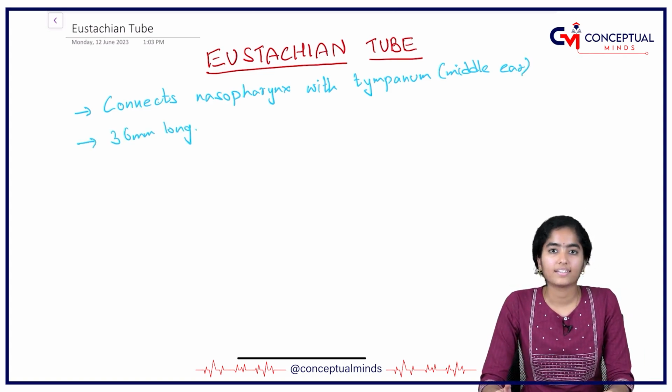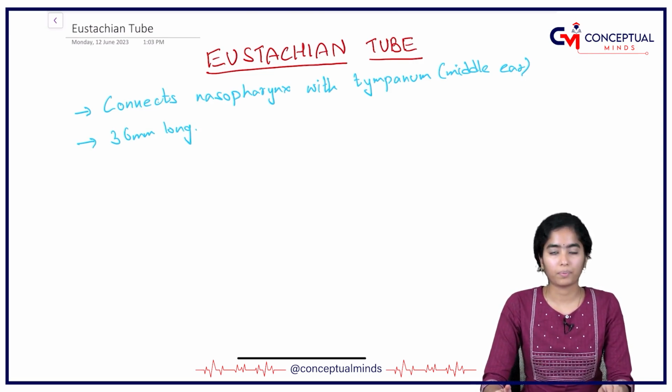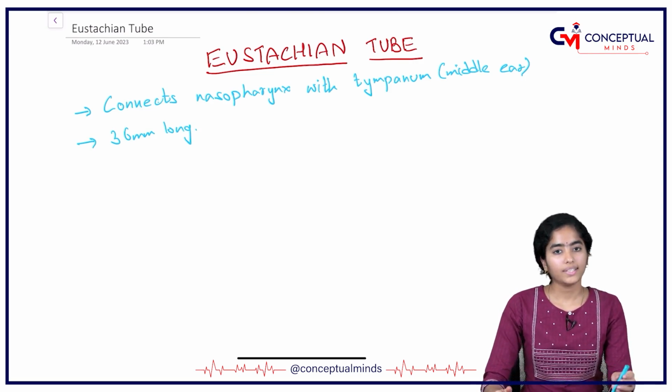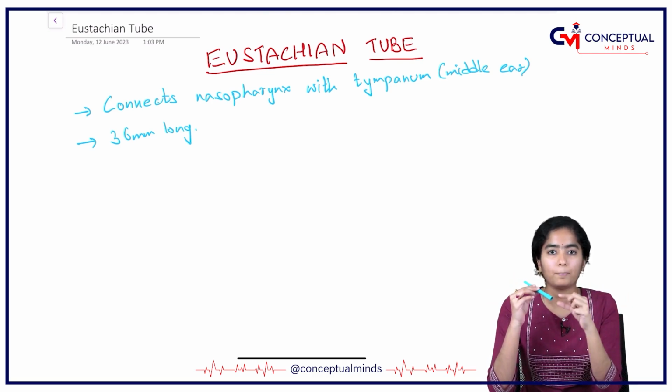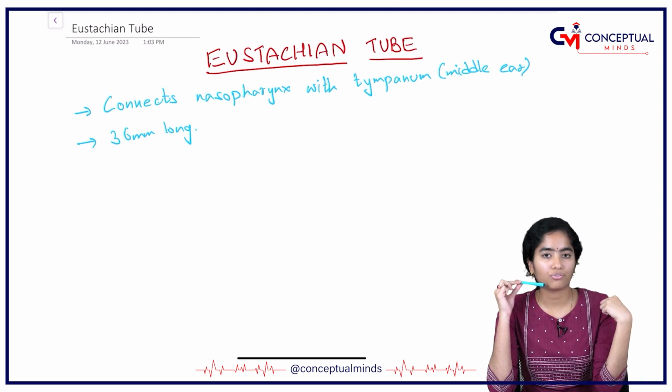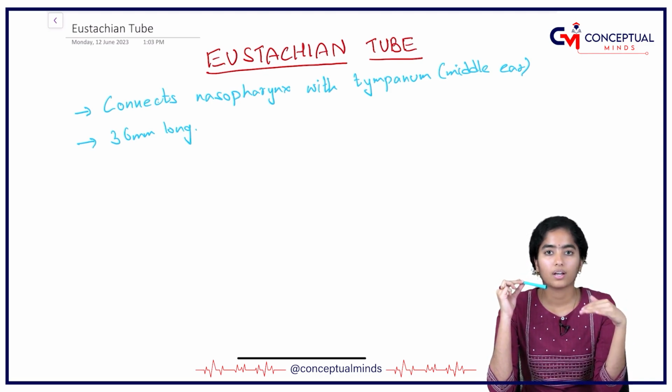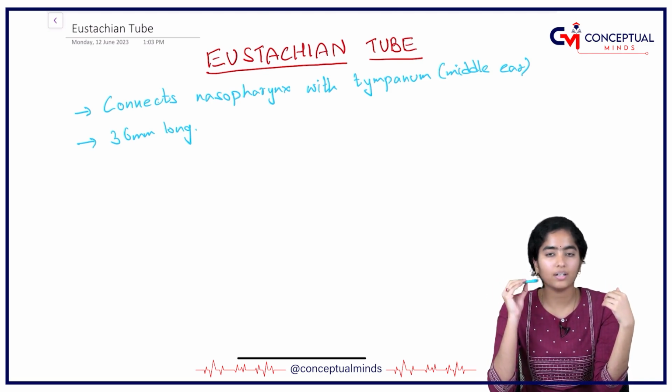Now let us see the direction of the Eustachian tube. The auditory tube faces downwards, forwards and medially. This is the direction of the auditory tube. To explain once again, is it medial or lateral? It is medial because it is connecting the middle ear with the nasopharynx.